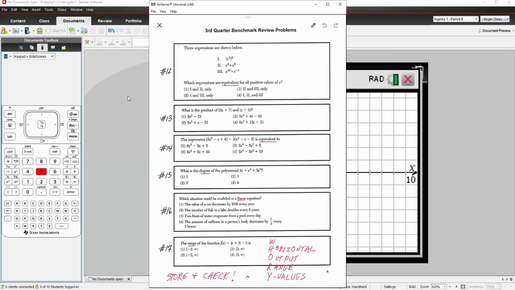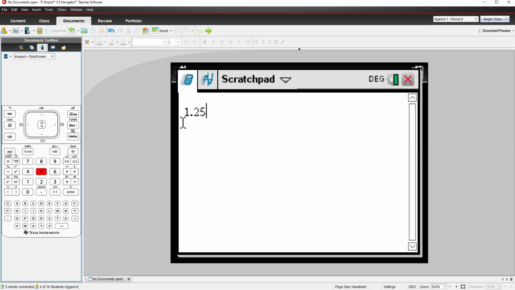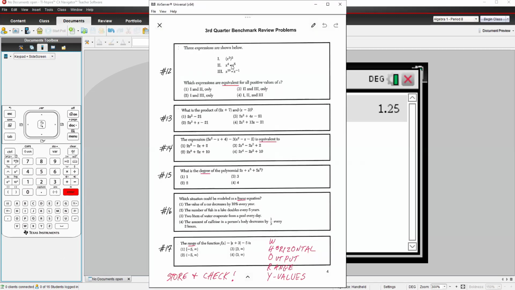So first thing I'm going to do is I'm going to go to the calculate part and I'm going to store a number. Please never use 0 or 1. So it's going to be 1.25, and then I'm going to store that into the variable x. Boom. Now, all I'm going to do is I'm going to enter each one of these expressions exactly like I see them, and I'm going to see which one of these three are equivalent to each other.